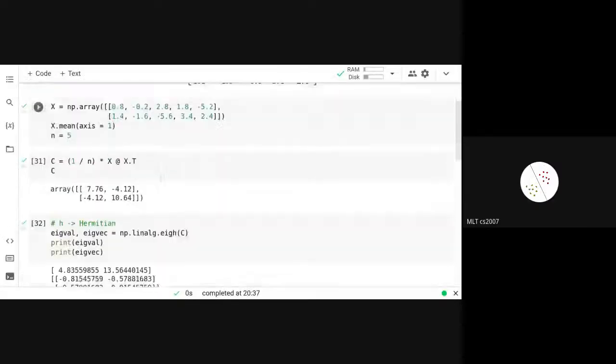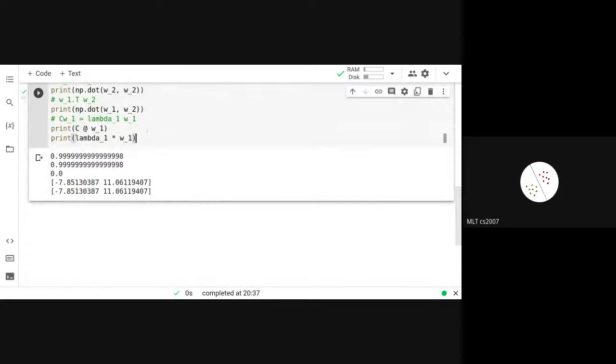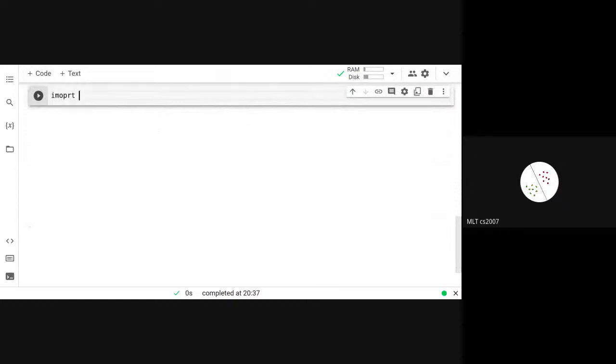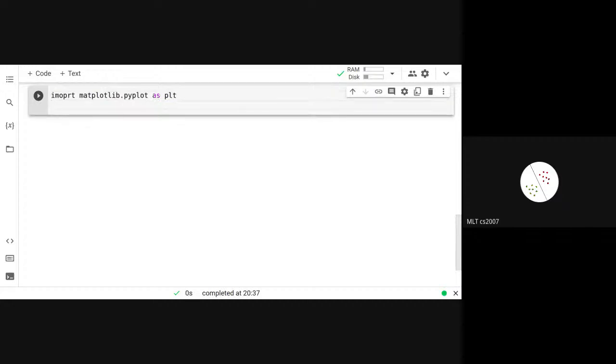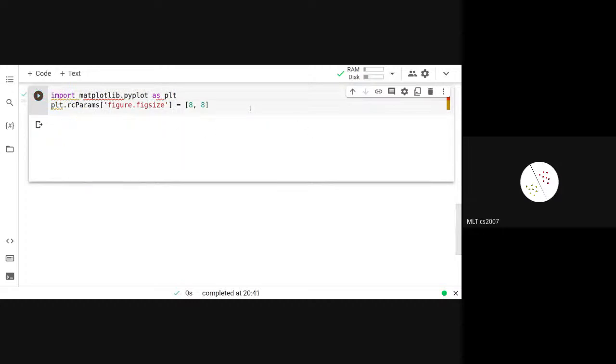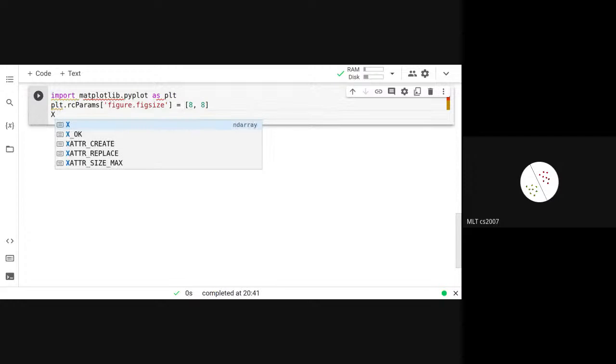Okay, so there is one more step we'll do, which is to plot the data and visualize the principal components. The way to do it is, these are all standard recipes. This is a plotting facility called Matplotlib, and I'm just making sure that my figure size is large enough for me to view. Watch for spelling mistakes, import. These are standard recipes.